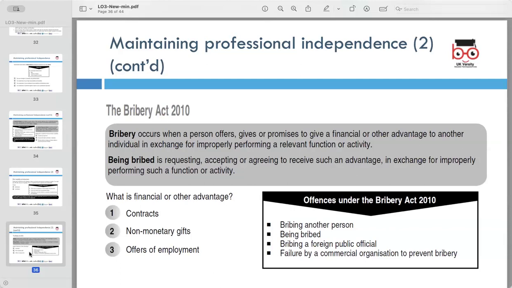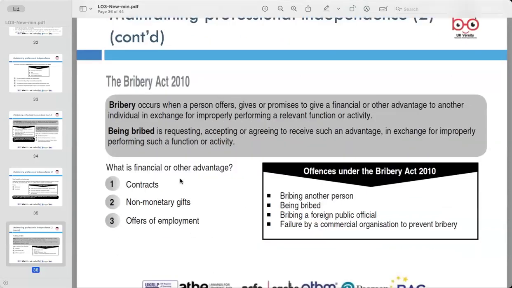By prohibiting bribery and corruption, the Bribery Act reinforces ethical conduct and integrity in professional interactions, ensuring fair and transparent business practices. Compliance with anti-bribery law is essential for maintaining the trust and credibility of the accounting profession and safeguarding against financial misconduct and reputational damage.